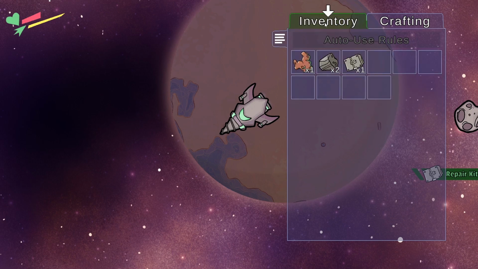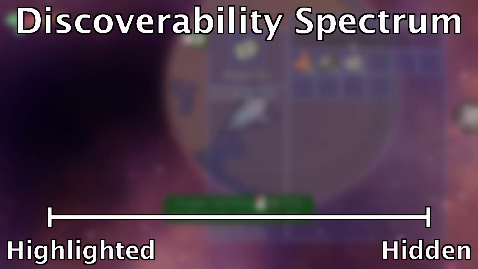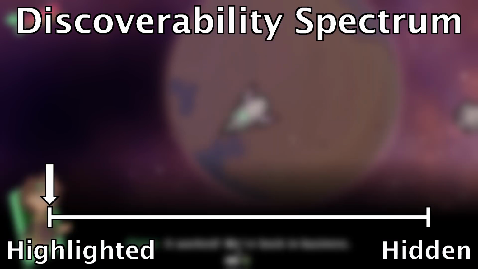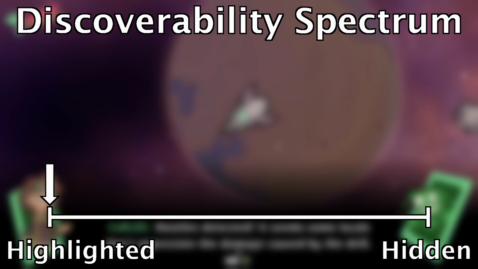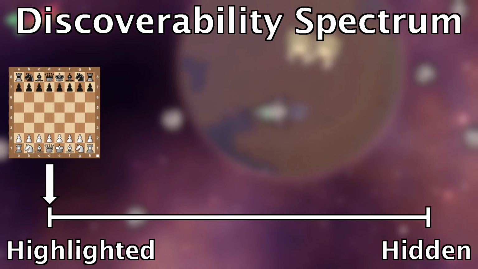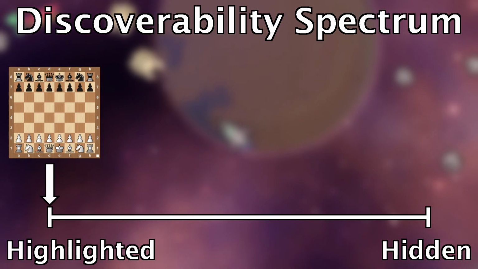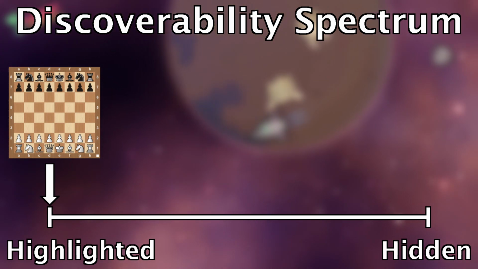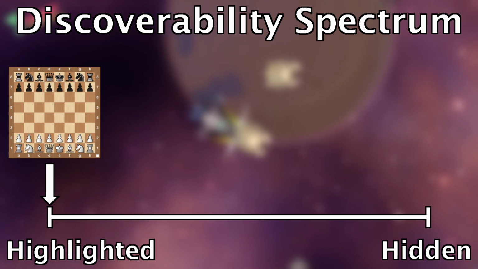of our game. As a game designer, I like to look at game information as being on a spectrum of discoverability. On one side of the spectrum, information is highlighted, meaning the player is being directly shown that information and they don't need to search for it. An example of this is in chess. Both players know the positions of all the pieces on the board. At no point during a game are any of the available pieces ever obscured from either player.